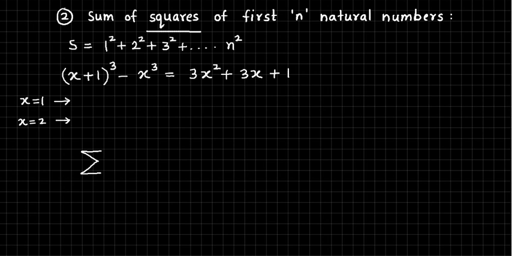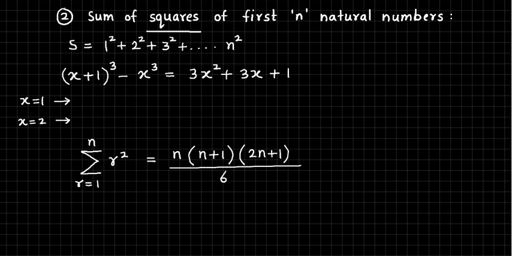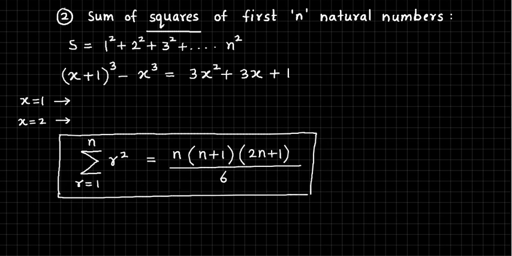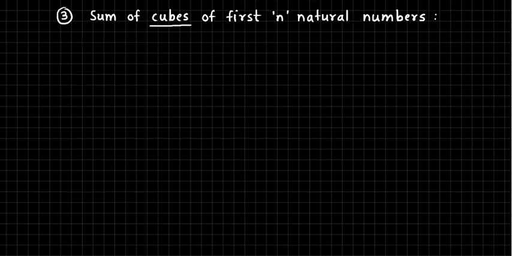so here we write summation of r square, as r varies from 1 to n, is nothing but n into (n plus 1) into (2n plus 1) whole divided by 6. Right, so that is a formula to find out the sum of squares of first n natural numbers. And now let us see the sum of cubes of first n natural numbers. So here let us write the formula directly.